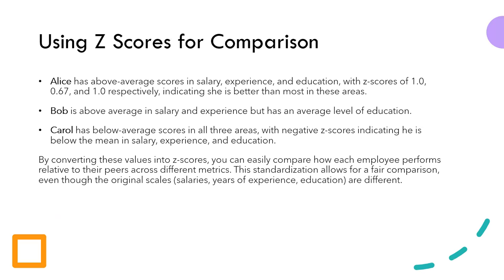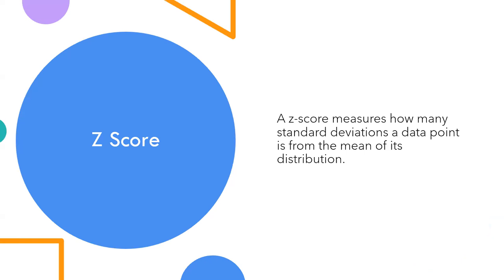All right. So using the Z-score, Alice has above average scores in salary, experience, and education. She was higher than all the rest with Z-scores of 1.0, 0.67, and 1.0 respectively. Bob is above average in salary and experience, but has an average level of education. Carol has below average scores in all 3 areas. So with that, then we can help to understand how to standardize the data.